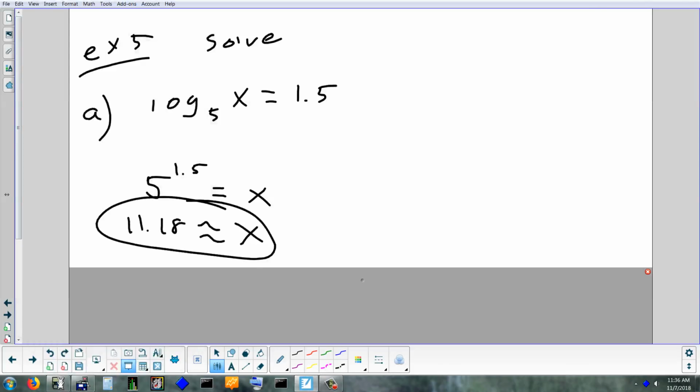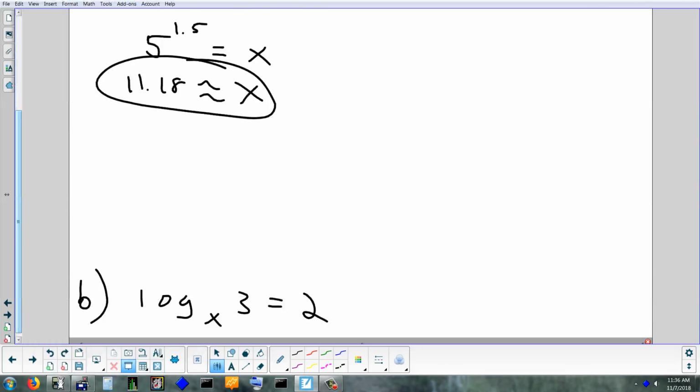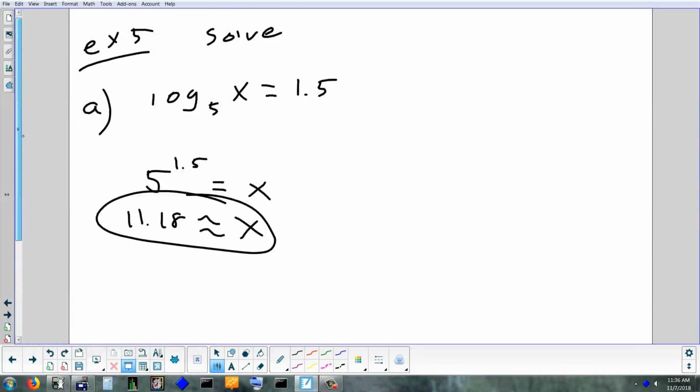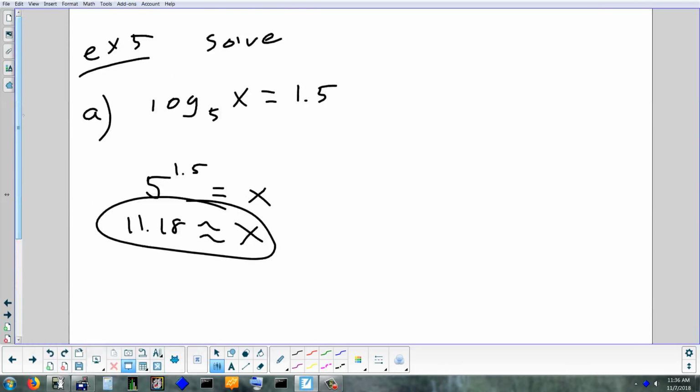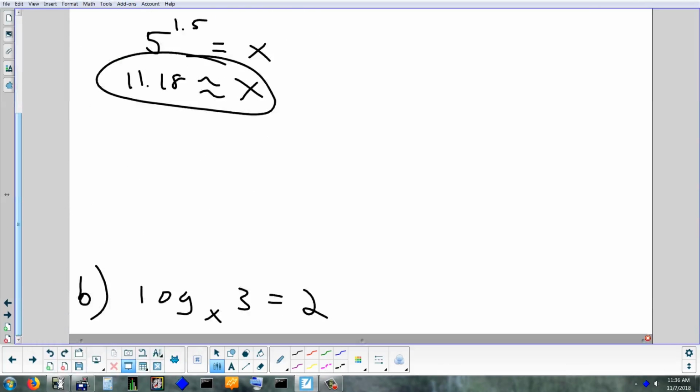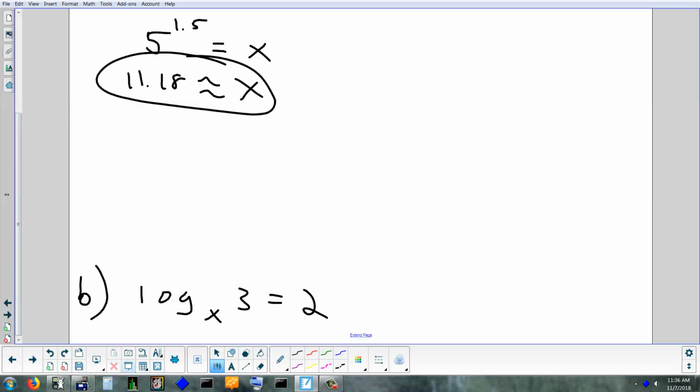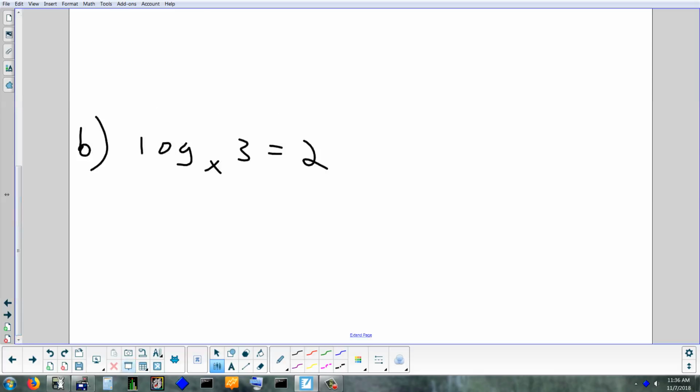Any question on that one? All right, that's more of the same. That's, well, actually it's a little different because there the variable is in the argument. Here the variable is in the base. So let's do it. It's in log form, so let's change it to exponential.